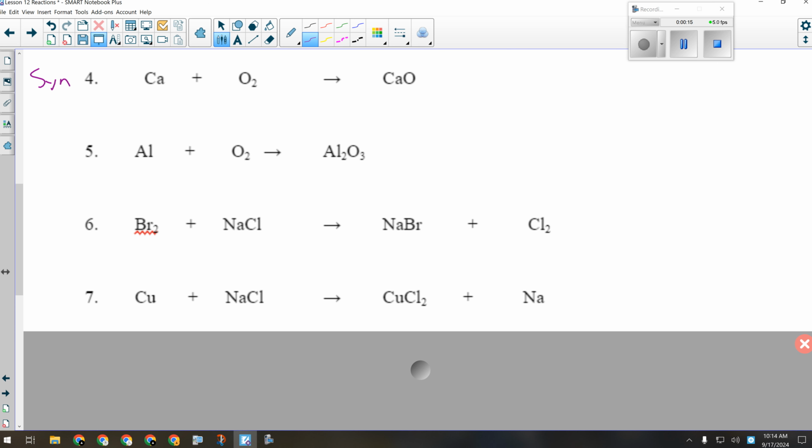Okay, if I'm writing that one out in words, I've got calcium plus oxygen, okay, gives me calcium oxide. Okay, so that's what it should look like written out in words. We have an ionic compound on the product side, so I just followed the rules for that.